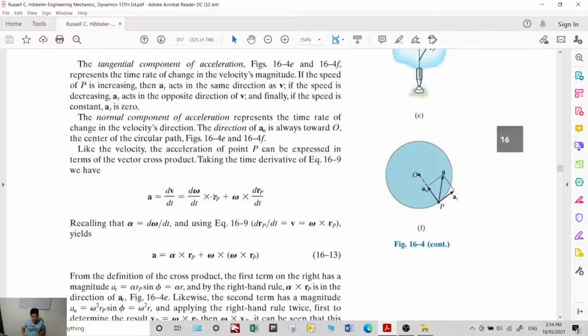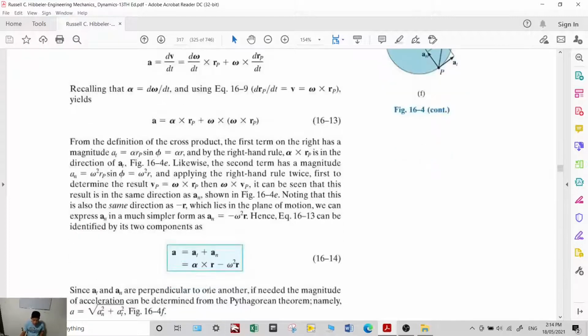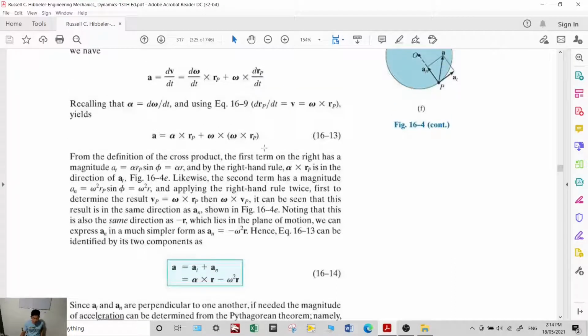Okay, kung gusto ka og vectorial notation, vectorial nga pamaagi, pwede ka niyang gamiton. Acceleration is just equal to alpha cross r sub p plus omega cross omega cross r sub p, or this is equal to alpha cross r minus omega squared r. Kani nga term, this is just equal to negative omega squared r.